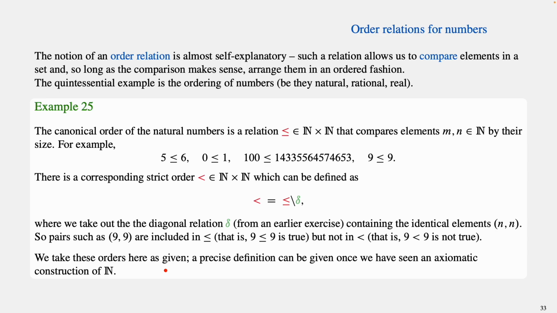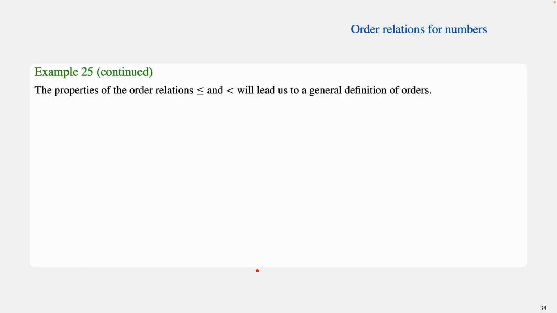These orders on numbers we take as given here, so of course you all know them. A precise mathematical definition of these less or equal or strictly less orders can be given once we've seen an axiomatic construction of the natural numbers, but this is a topic for another course. We continue this example and look at some of the properties that the order relations on the natural numbers have, and this will lead us to a general definition of orders.